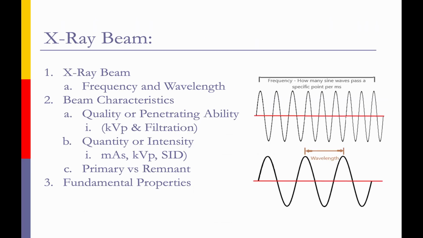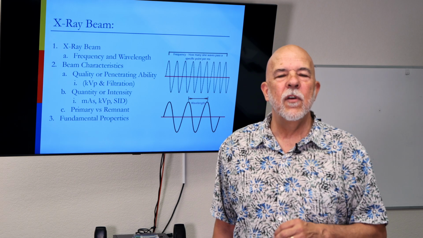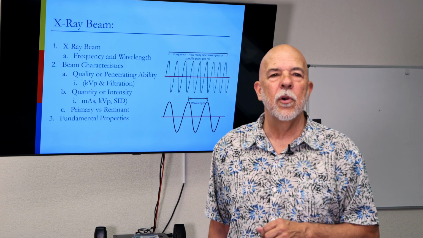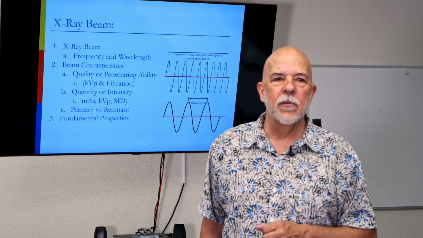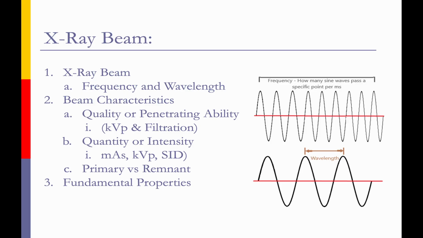The frequency is how many times the crest of the waveform passes a specific point per millisecond. X-rays normally run from about 5 to 30 billion cycles per nanosecond. So that's a lot of cycles. Wavelength itself is the measurement from one crest to the next crest. In X-rays, that normally runs from about 0.01 to 0.1 nanometers. A pretty short distance.